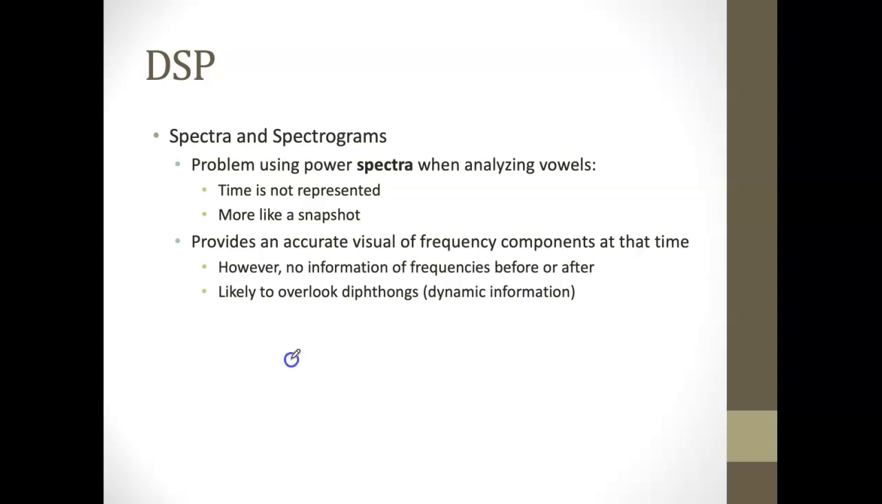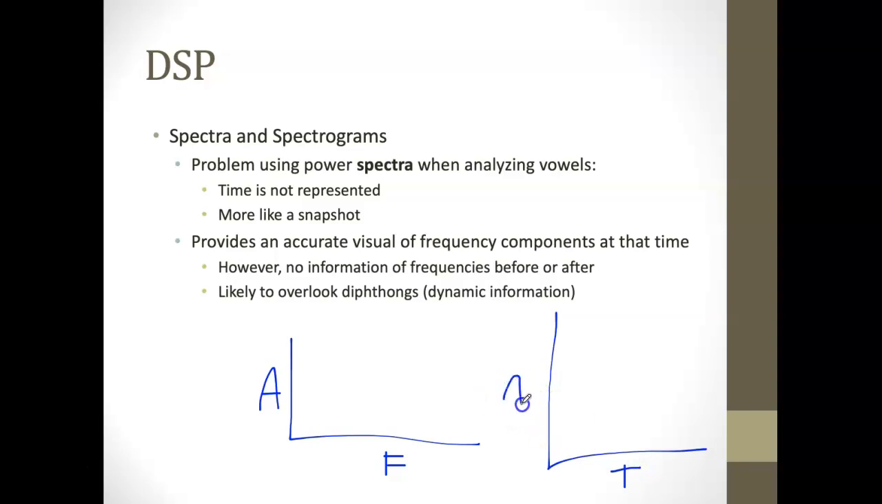Then the last thing was spectrograms. Of course, we know what a spectrum is, right? It has frequency down here, amplitude here. We know what a waveform is. It has time down here, amplitude here. We also have spectrograms, which are a combination of both of these.